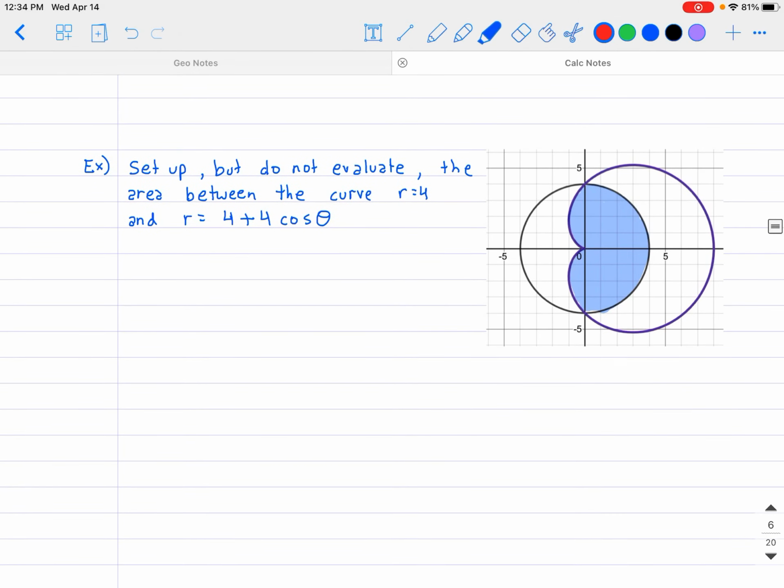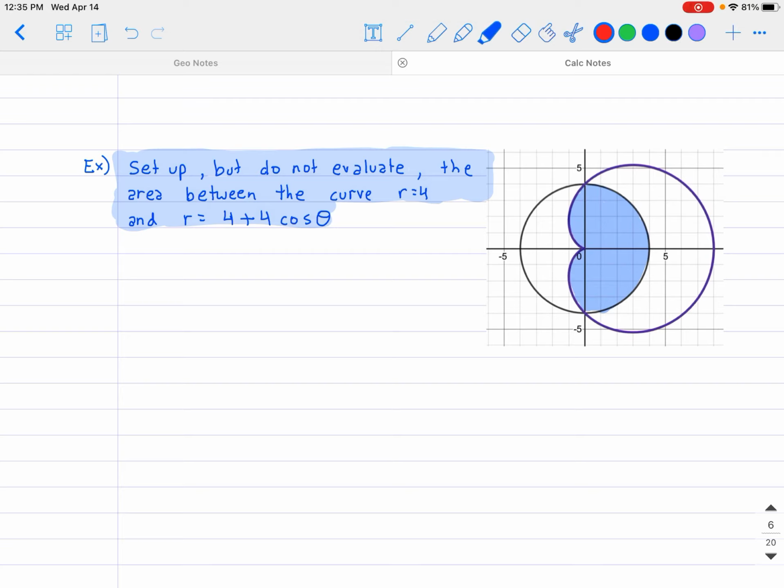Let's say this time around, I need you to set up again, okay? Set up but do not evaluate the area that is in between the curves r is equal to 4, and also r is equal to 4 plus 4 cosine of theta. So on the right-hand side, you can see that those are the 2 curves that are there, okay? And I want to find the area of the region that is bounded in between the 2, okay? So that's the blue part that you can see.